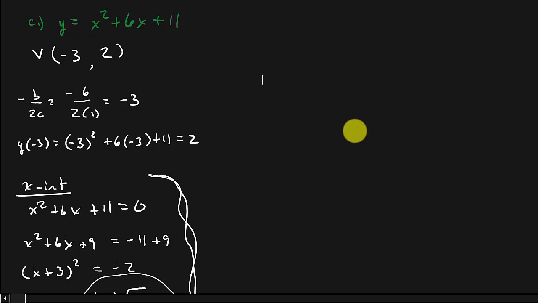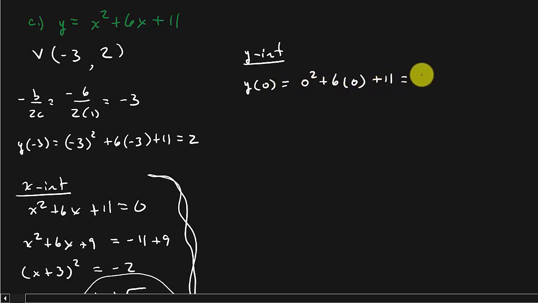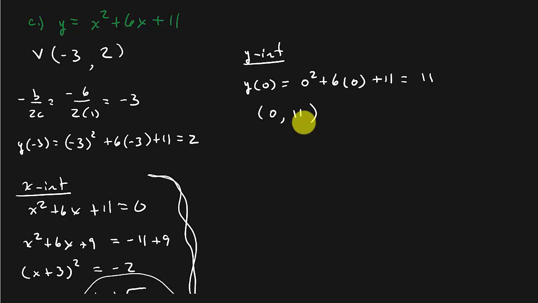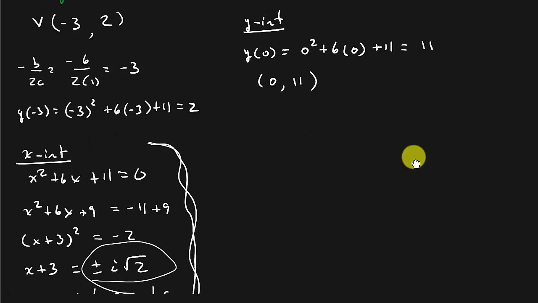So x-intercepts, none. Now let's do the y-intercept. That's going to be y of 0, which is 0 squared plus 6 times 0 plus 11 equals 11. So the y-intercept is 0, 11. All right, so let's plot them. Let's plot these points.